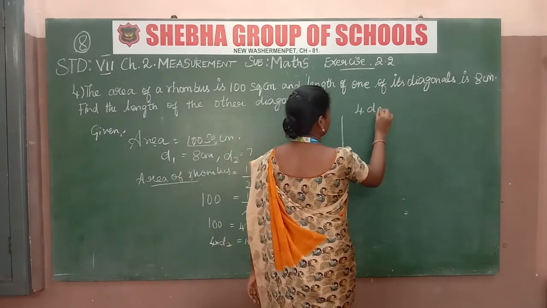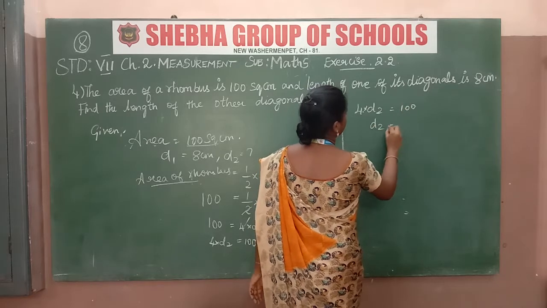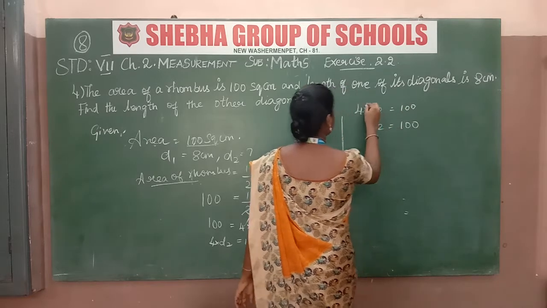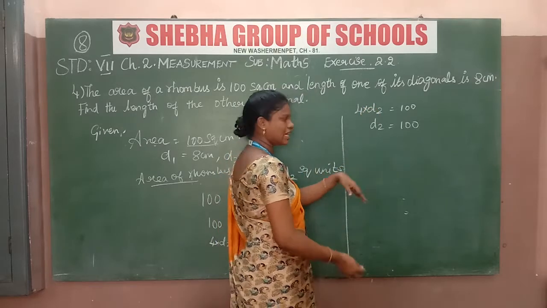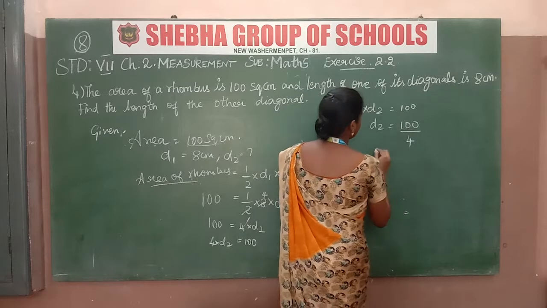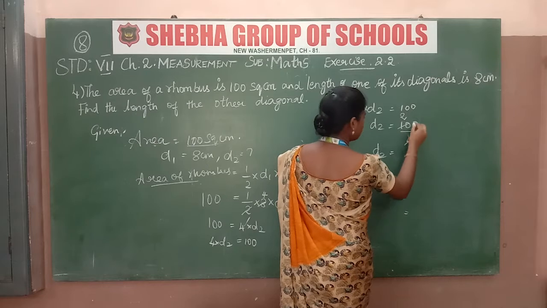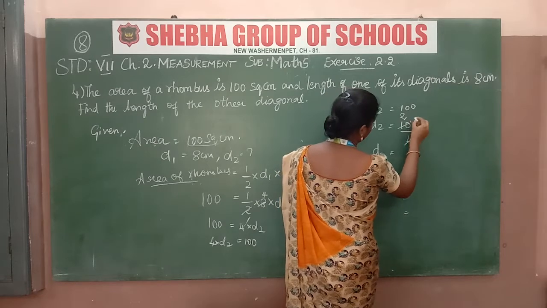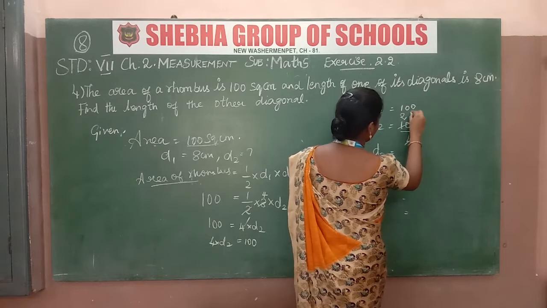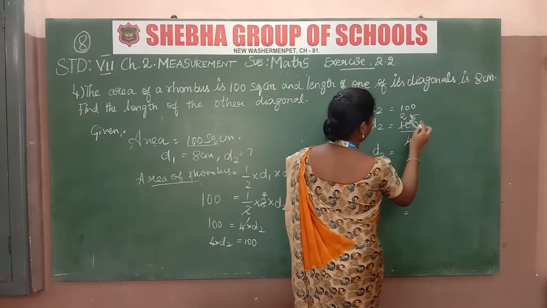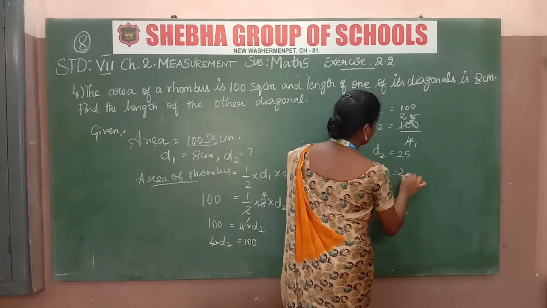4 into D2 is equal to 100. Then D2 is equal to 100. So multiplication by 4, once it crosses over to the other side, changes to divide. It becomes divide by 4. So you have to cancel it. 4 ones are 4, 4 twos are 8, then what comes for 4, 4 fives. So cancel, 4 fives are 20, 4 times 5. For 5s are 25. So D2 is equal to 25.